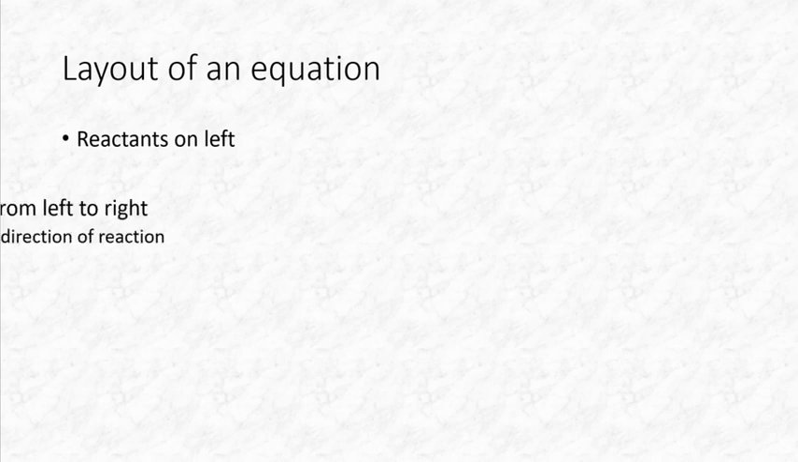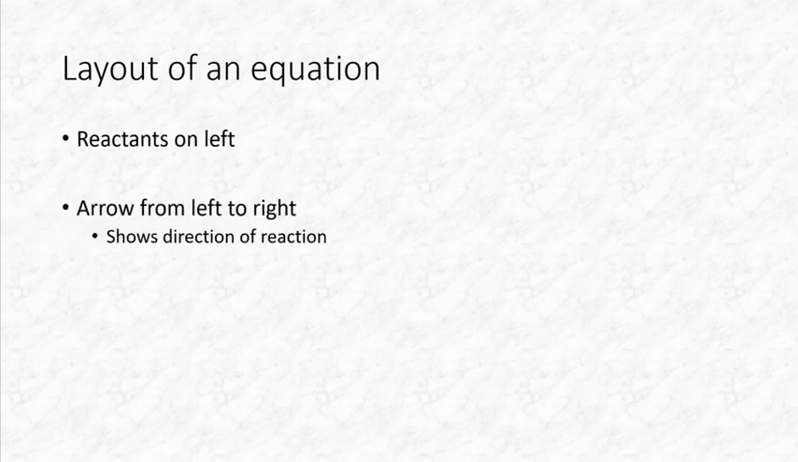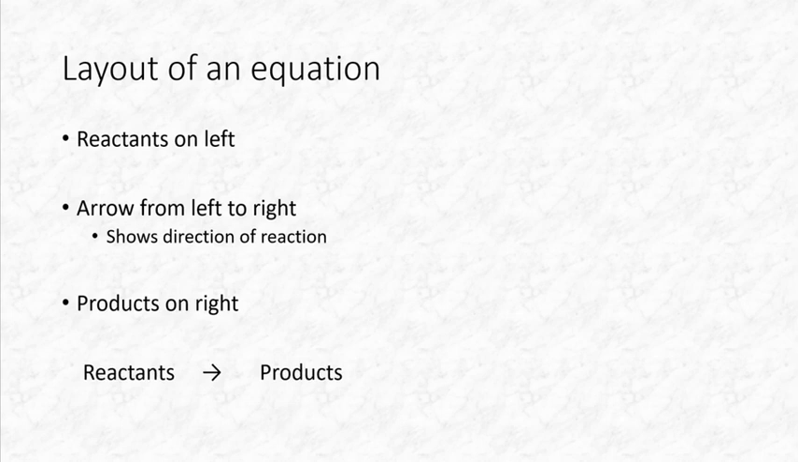So how do we write out an equation? What's the layout for doing so? We write the reactants on the left. We have an arrow from left to right, showing the direction of our reaction, and then the products on the right. So a generic reaction equation would look rather like this: reactants on the left, an arrow in the middle pointing to the right, and then the products on the right.